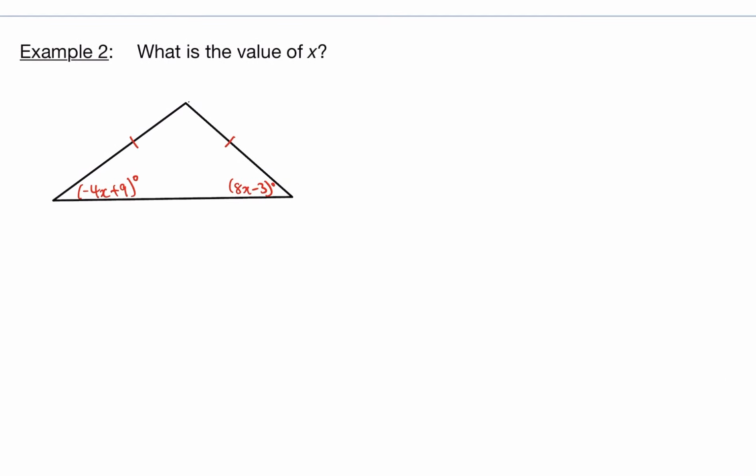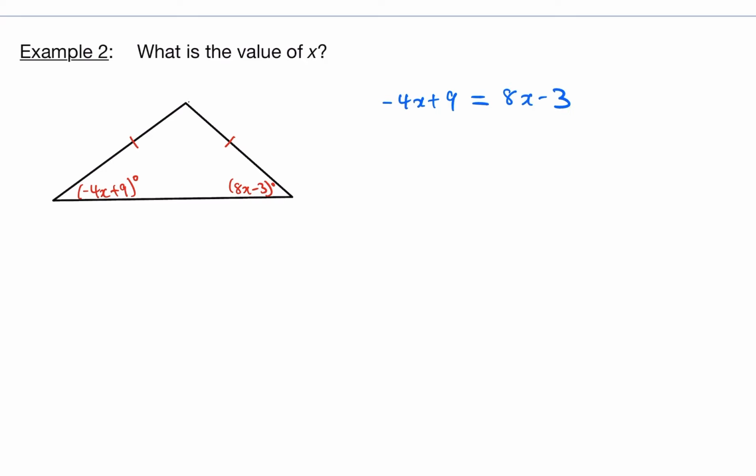Here we are asked to find the value of x again. Now we know according to the theorem that because these two sides are equal, then the angles opposite them, so this angle here is opposite this side, and this angle here is opposite this side, because those sides are equal, then we know that these angles are also equal to each other. So we would set negative 4x plus 9 equal to the angle 8x minus 3.